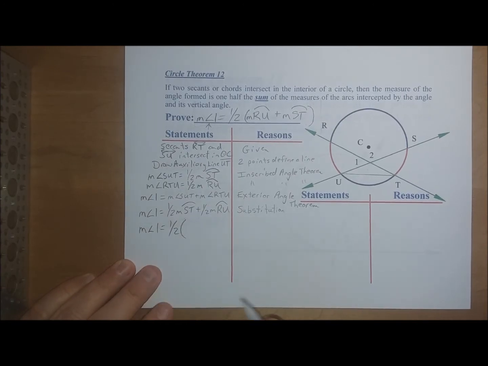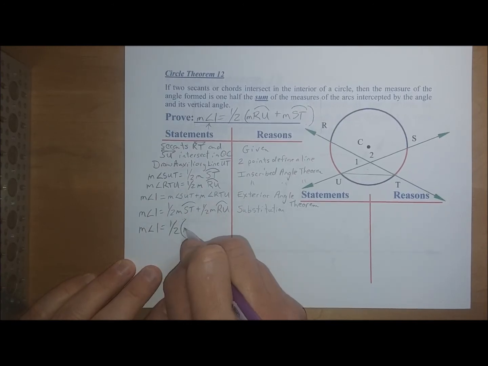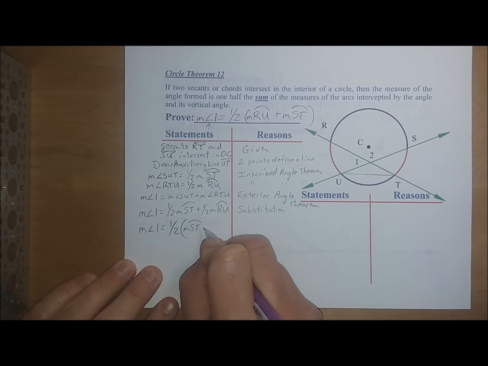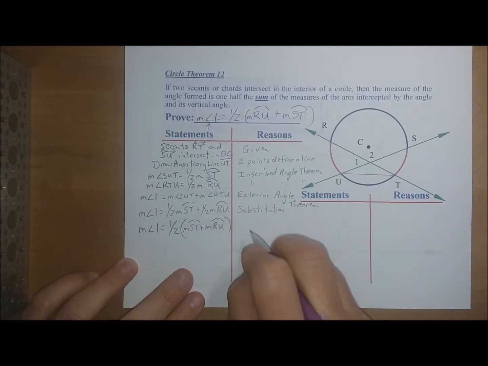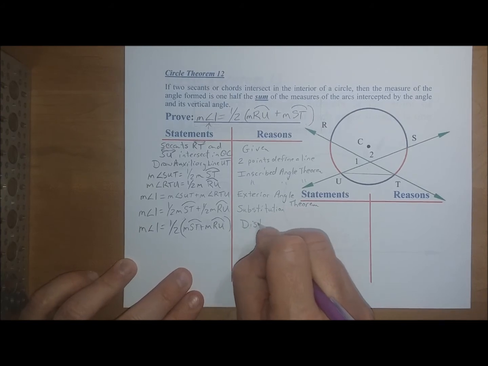We're going to factor out that 1/2, and what's left over is the measure of arc ST plus the measure of arc RU. What did we do? We factored it out. What do we call that?